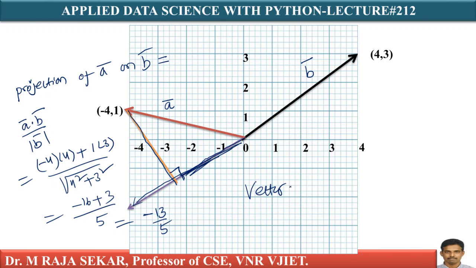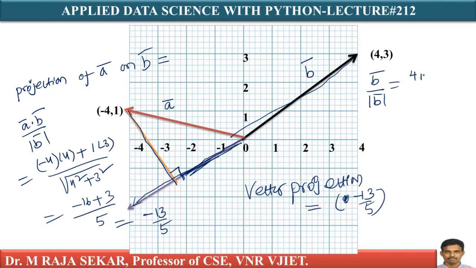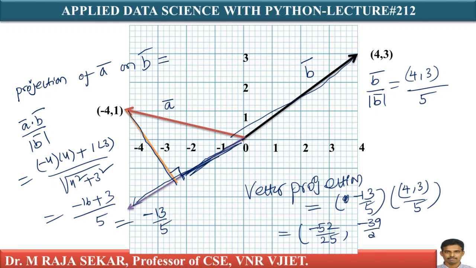But what I need is the vector projection. How can I calculate the vector projection? As I told you, you have to multiply the scalar projection, minus 13 by 5, by the unit vector. You are projecting A on B, so for this B, how can I find the unit vector? That is B bar by mod B bar, which is 4 comma 3 by the modulus, under root of 4 square plus 3 square, 16 plus 9, root 25, which is 5. Therefore, the vector projection is the scalar times this unit vector, 4 3 by 5. If you multiply this, which vector will you get? You will get minus 52 by 25, minus 39 by 25. This is my vector projection.